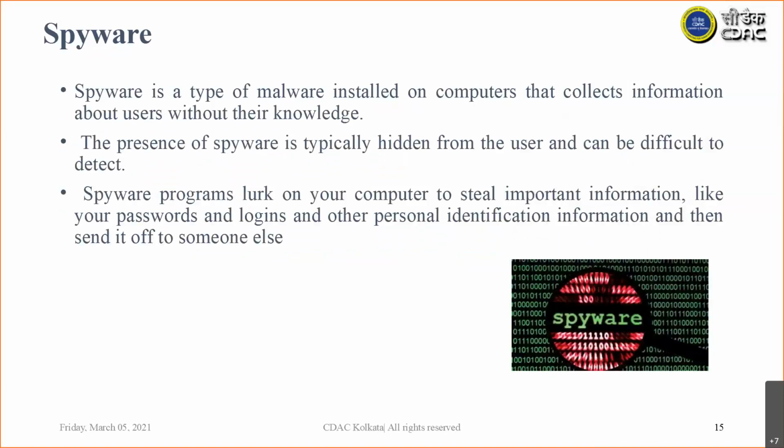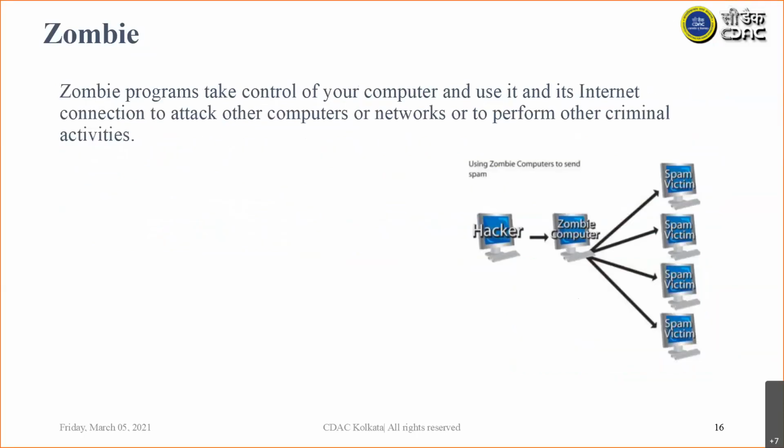Another type of malware is spyware. It's a type of malware installed on the computers that collects information about users without their knowledge. The presence of spyware is typically hidden from the user and can be difficult to detect. Spyware programs lurk on your computers to steal important information like your passwords, logins, and other personal identification information, and then send it off to someone else. Another thing is the zombie program that takes control of your computer and uses it and its internet connection to attack other computers and networks or to perform other criminal activities.